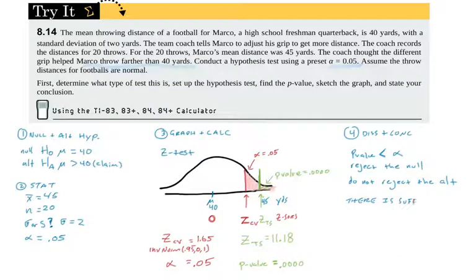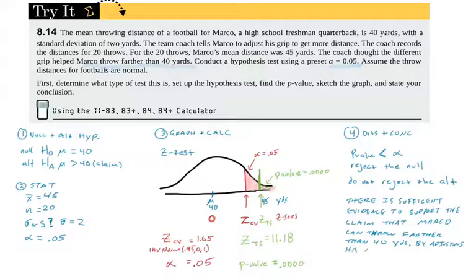So we would say there is sufficient evidence to support the claim that Marco can throw the football, or throw further, right, than 40 yards by adjusting his grip in this case. Okay, so the question here is, again, not that he threw further. We know he threw further, but you know, is 1 yard further good enough? Is 2 yards further, 3 yards? Where exactly is that line in the sand?